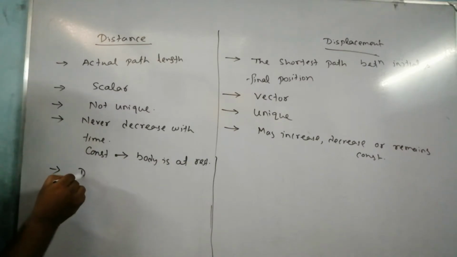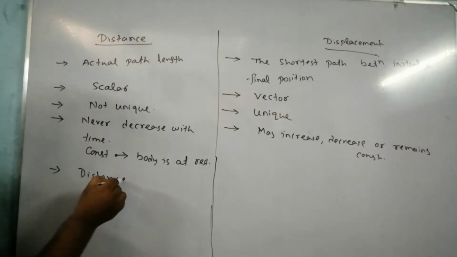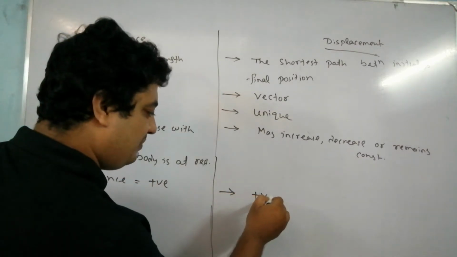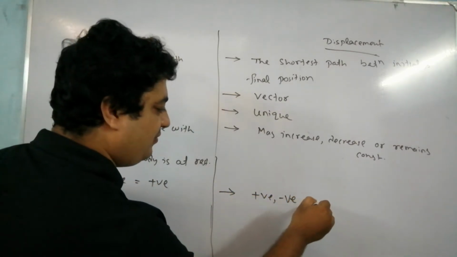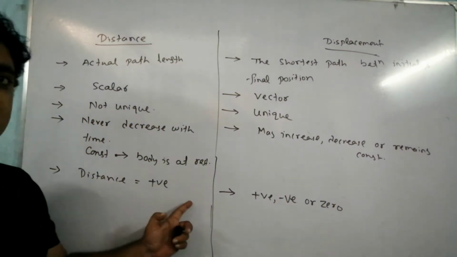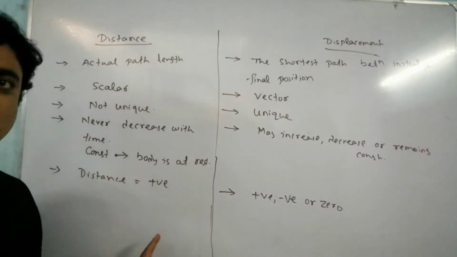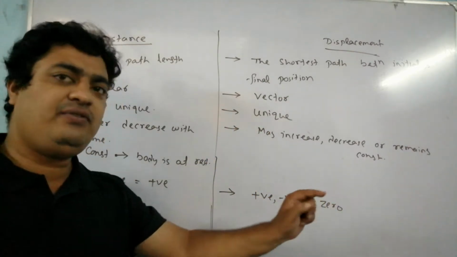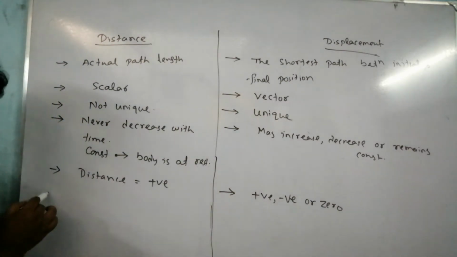Next thing, distance is always positive. Displacement can be positive, negative, or zero. If a body is in motion, distance can never be zero. It is always positive. But displacement can be positive, negative or zero.